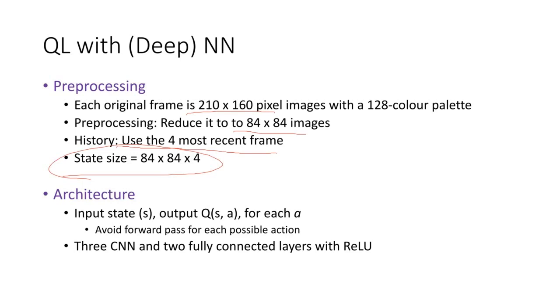The architecture is essentially 3 convolutional neural network layers and 2 fully connected layers. This is not really a deep neural network in the real sense of deep neural networks like ResNet and VGGNet that you see here. It's like a 5-layer network, but still it does the magic.